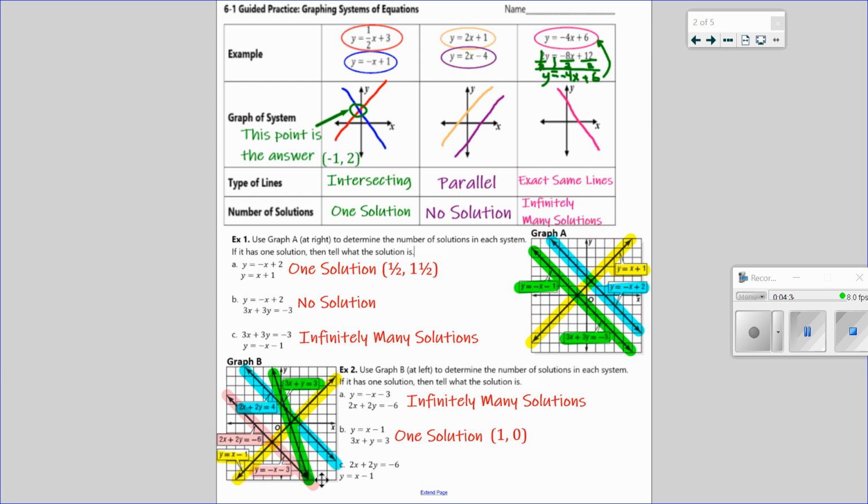And then the last one, 2x plus 2y equals negative 6 is back to that pink line. And then y equals x minus 1 is this yellow line. So since these lines also intersect, again, these have one solution, and then the point is negative 1, negative 2. Okay, so now we're ready to move on to the last part at the bottom of your page.